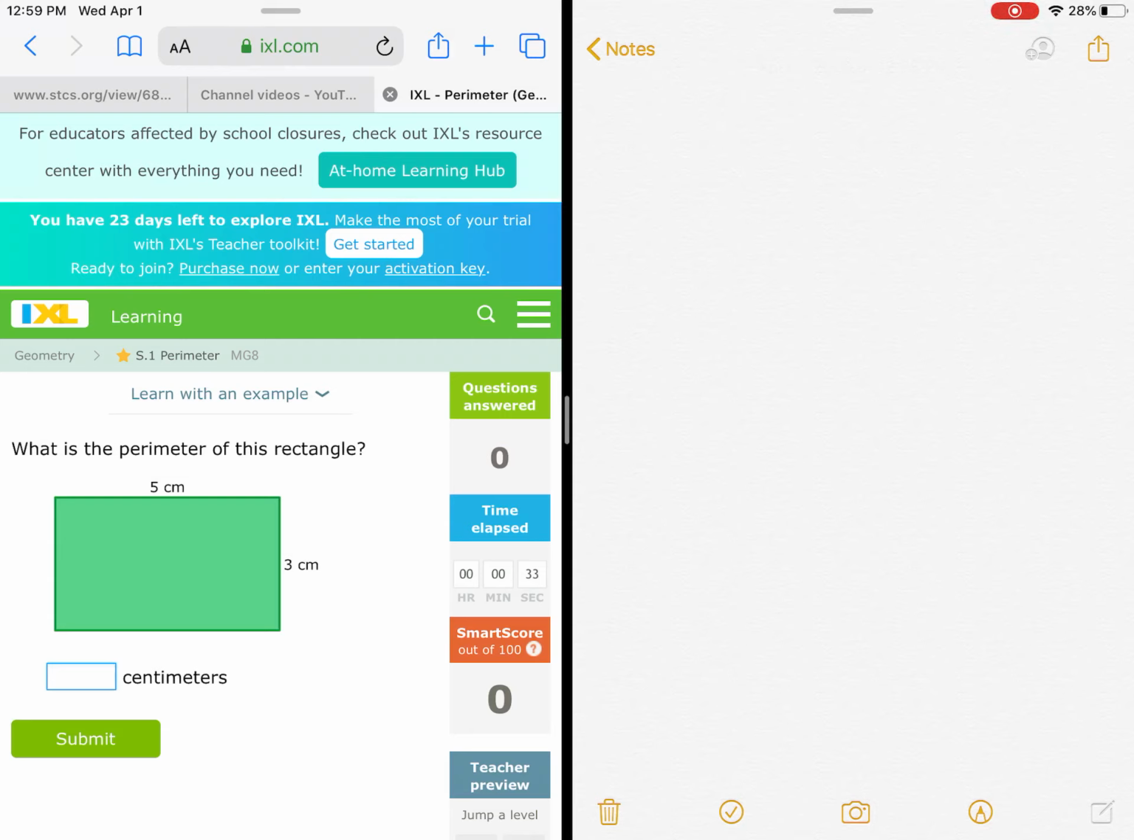Hey guys, so I'm going to be working through some IXLs with you today. This week we're working on area and perimeter of shapes. These are things that show up on the ACT.